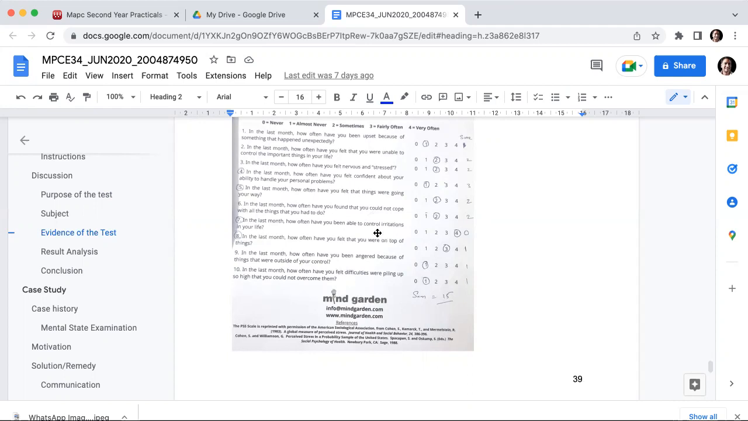I'll tell you what reverse means. In question number 4, the option I chose is 1. Ideally I would get 1 mark, but I need to reverse it, so my score here is 4 minus 1, which is 3. Similarly, for question number 5, 4 minus 2 is my score, 2. Question number 7, 4 minus 4 is 0. Question number 8, 4 minus 3 is 1. This is only for these 4 questions: 4, 5, 7, 8.